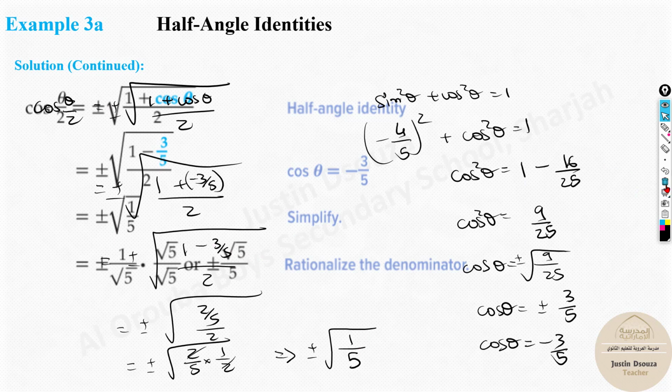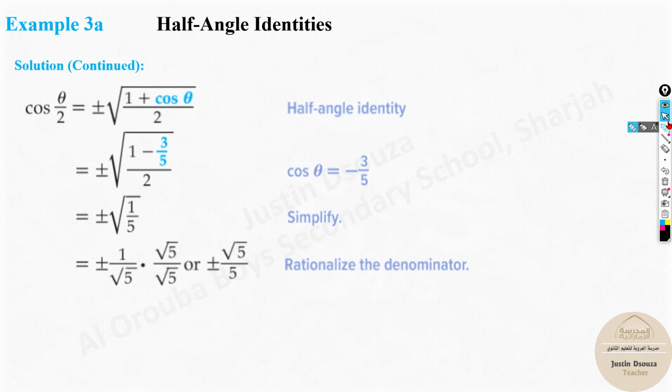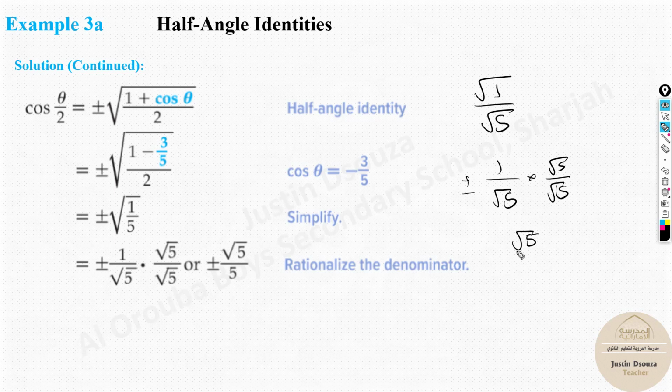Now I'll tell you how they solved it. This much is correct. We got it correctly. But what they have done is simplify this further. Instead of writing it as one root, they have split out the root, so it will be root 1, which is 1, over root 5, plus or minus. Now they want to make this denominator not a root but a whole number. So what you can do is multiply both numerator and denominator by root 5. This is basically 1, so you're not doing anything wrong. When you multiply, 1 times root 5 is root 5 in the numerator, divided by root 5 times root 5, which is the whole number 5. So this is how they got it.